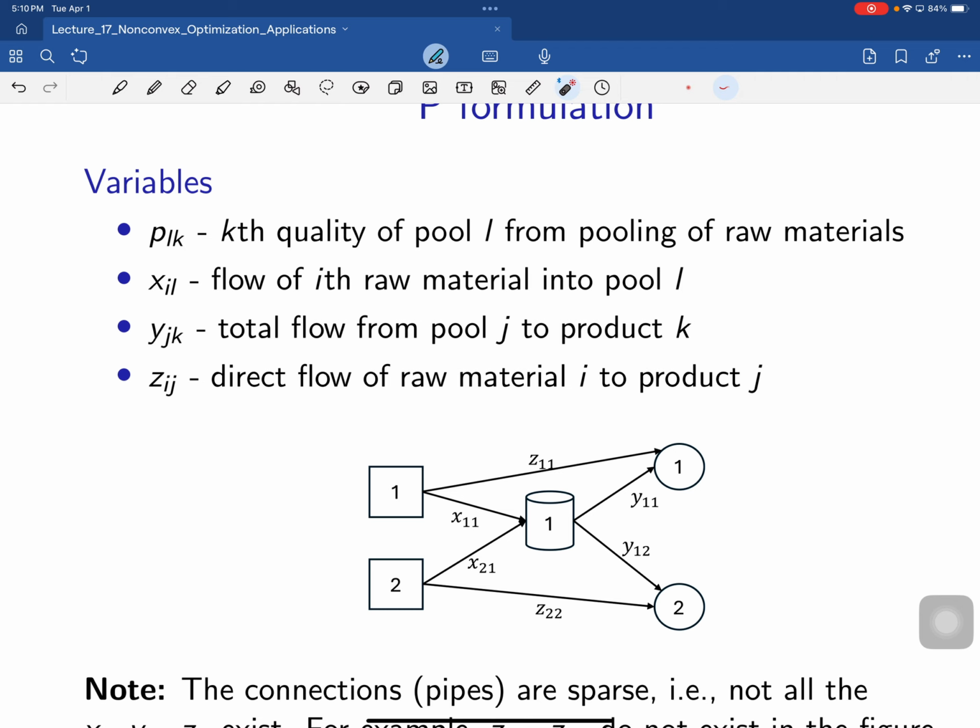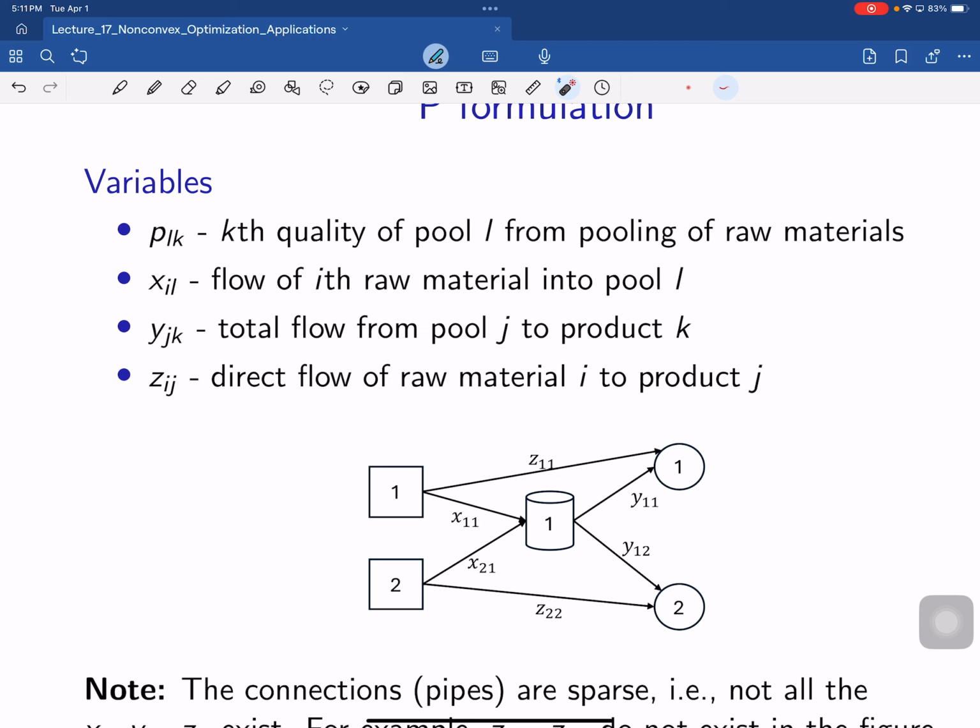And y represents the flows from the blending tanks to the products. And there can also be direct flows of raw materials to the products. So z11 means raw material 1 to product 1. Okay?